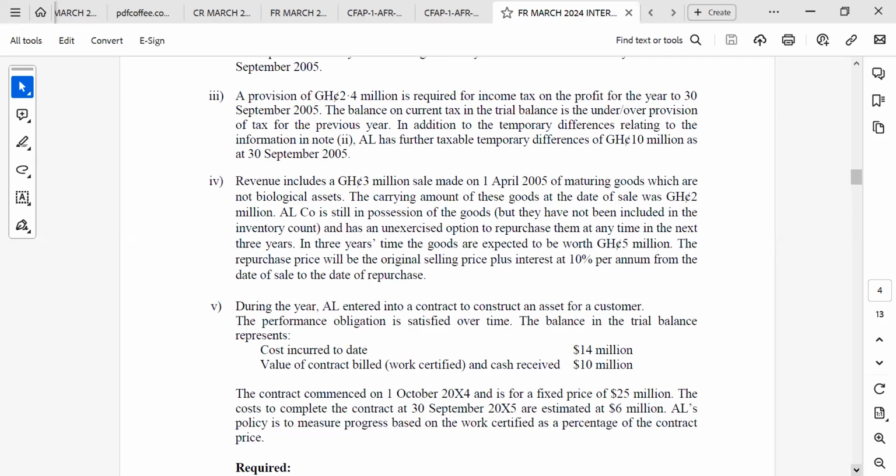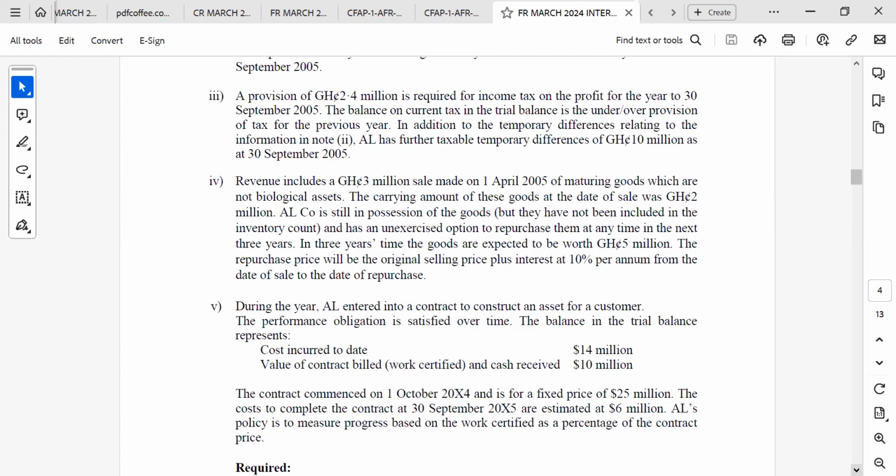Another one can also be the contract assets. It can also be the construction contract. Okay. You can see that the company entered into a contract to construct what? To construct an asset for a customer. Okay. What is the total contract price? What is the selling price for this particular contract? 25 million. Okay. What is the total cost that the company will be incurring to complete the construction? 20 million.